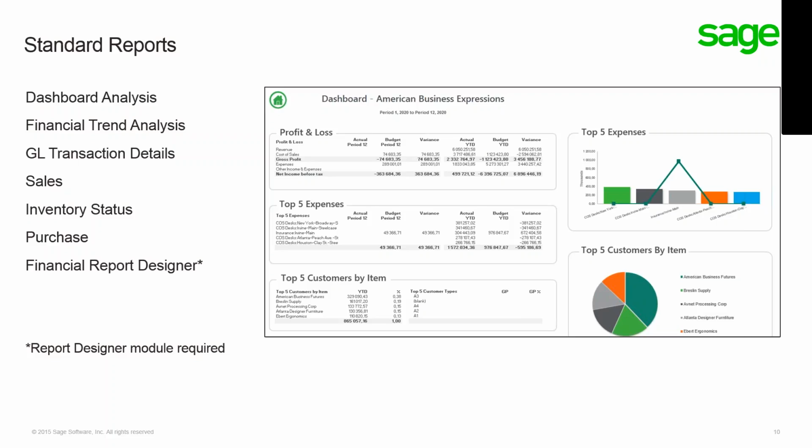Now, in addition to the dashboard analysis, we have financial trend analysis, GL transaction details, sales, inventory status, purchase information, and then we have the financial report designer. So there's an asterisk there because that may be something, depending on your plan, that you may need to purchase, and that's something you can talk to associates about. Depending on your specific maintenance plan, you may get a copy of the financial report designer. I will leave that as a question for you to ask your rep with associates: do you have that, do you need that.